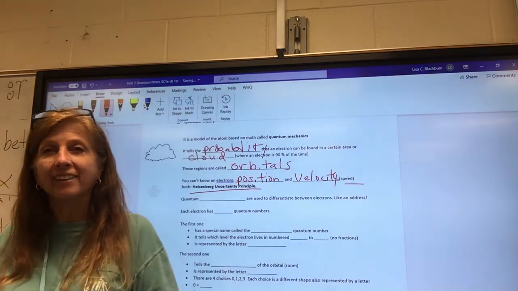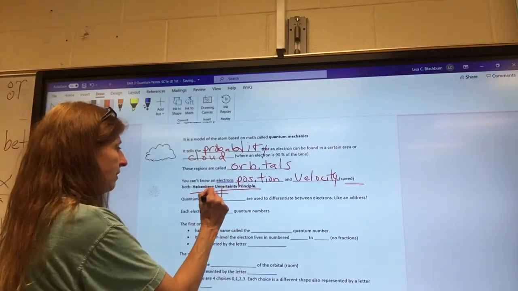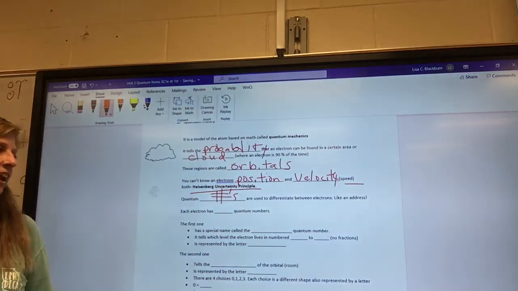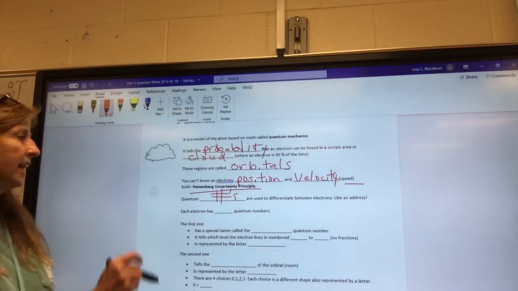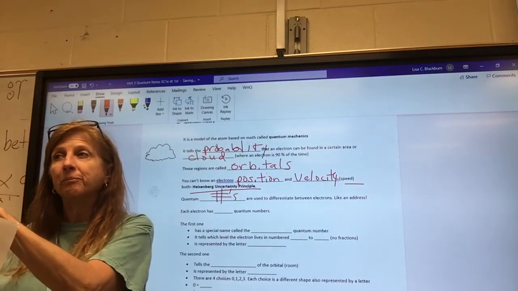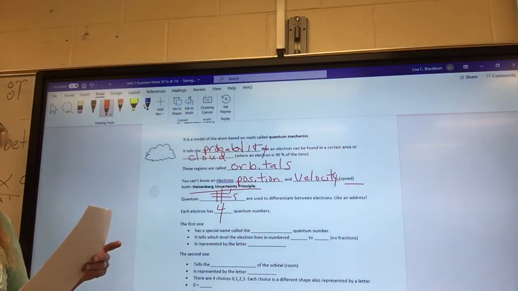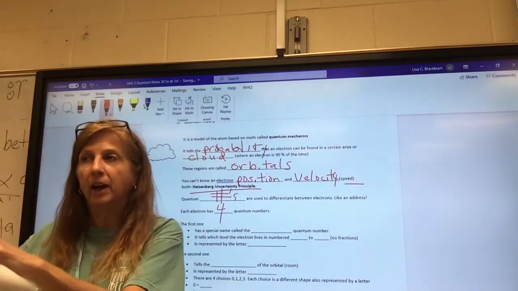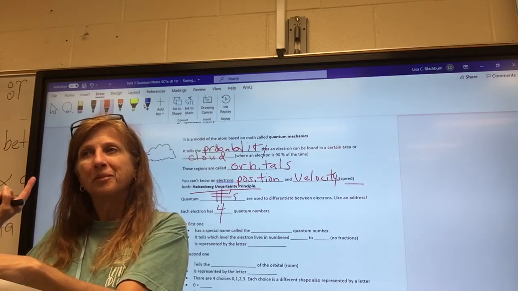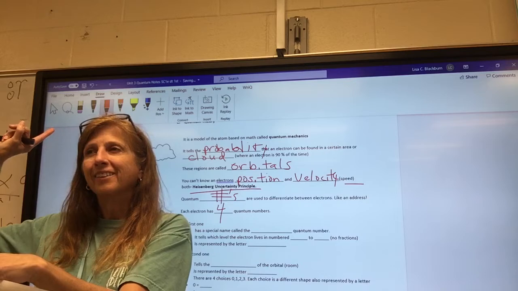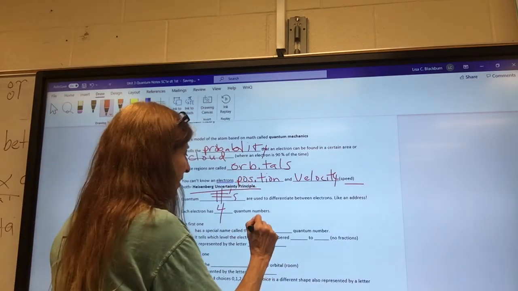So sink that in. That's the test question. Okay. So quantum numbers, hashtag was numbers before it was hashtag, are used to differentiate between electrons. It's like an address. Each one has how many? Four. Four quantum numbers. The first one has a special name called the... starts with a P. Principle? Yes, principle. It's spelled different, but it's the same word.